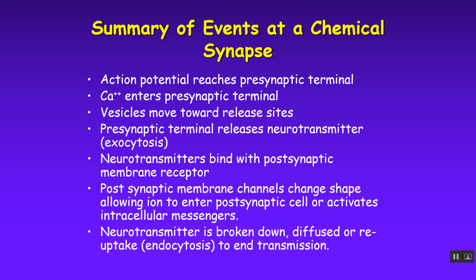So the summary of events that happen at a chemical synapse is the action potential reaches the presynaptic terminal, and that's that saltatory conduction, if it's a nicely myelinated neuron, and voltage-gated sodium channels opening down the line and allowing that directional movement of ionic charge down the axon until it reaches that presynaptic terminal. When it reaches the presynaptic terminal, that change in voltage opens voltage-gated calcium channels. Okay, so voltage-gated calcium channels are down in the presynaptic terminal.